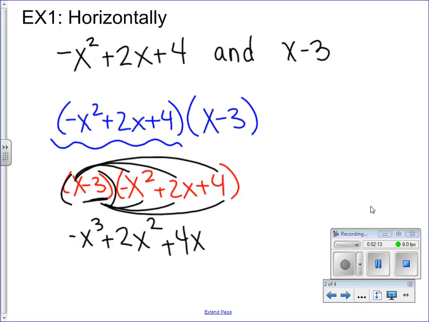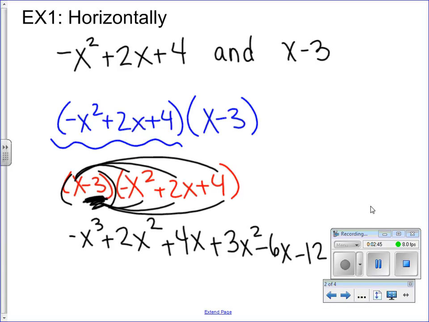So negative 3 times negative x squared is positive 3x squared. Here's the common mistake, is people always mix up their negatives and positives. Be sure that when you distribute that 3, you're actually distributing the negative 3, not just positive 3, or else you will make mistakes. Okay, so now if we distribute the negative 3 to the 2x, we get negative 6x. And lastly, if we distribute the negative 3 to the positive 4, we get negative 12.